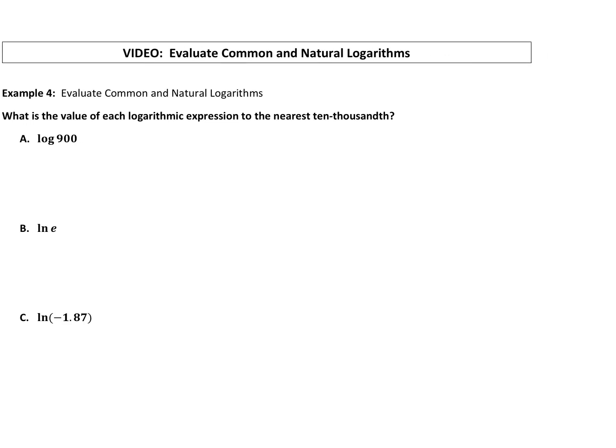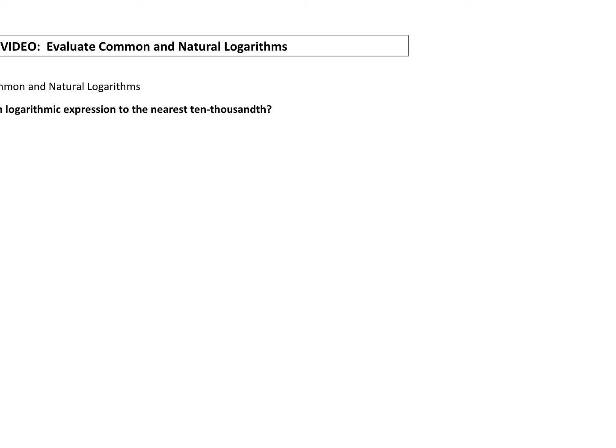Okay, so we need to talk about common and natural logarithms. A common logarithm, so just find some space where you can take a couple of notes here. What kind of logarithm is so common that it gets the name common logarithm? Any logarithm that has a base of 10 is a common logarithm.